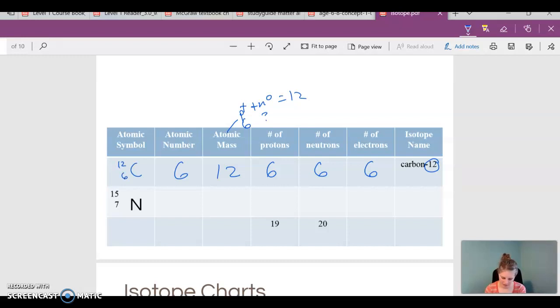We'll take it with nitrogen. This 7 here tells me my atomic number, which is the number of protons and the number of electrons. They've got to equal. This top number right here is my mass number. That's 15. If I want to find the number of neutrons, 15 minus 7 gets me 8. 8 neutrons in this nitrogen 15. Sorry, I shouldn't have 2 lines there.